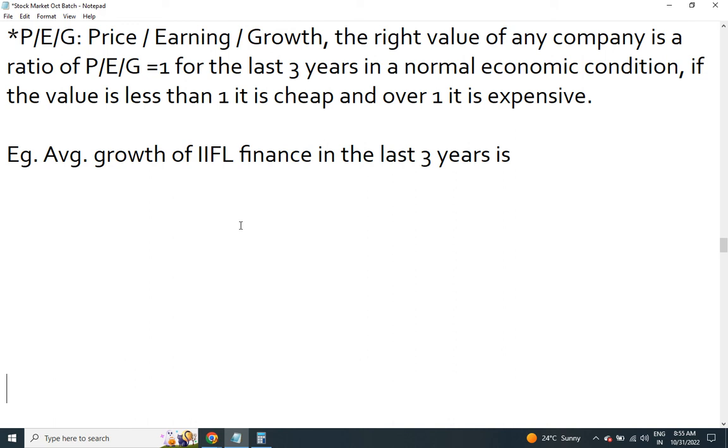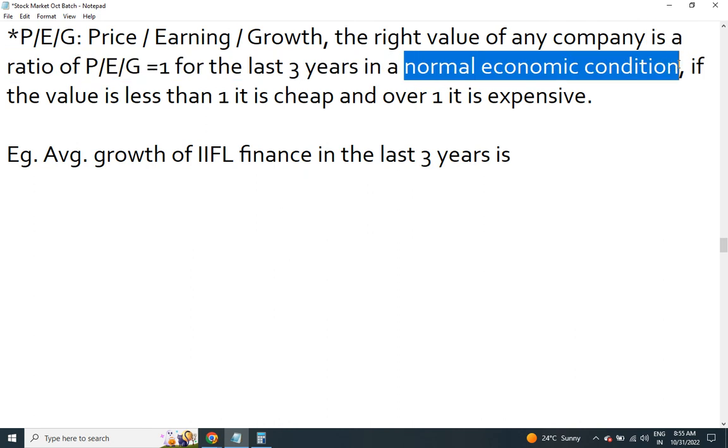Alright, so PEG is nothing but the PE ratio divided by growth. The P/E ratio can be justified only by the internal growth of the company in the last 3 years minimum. But understand, very important here is this phrase, normal economic condition.